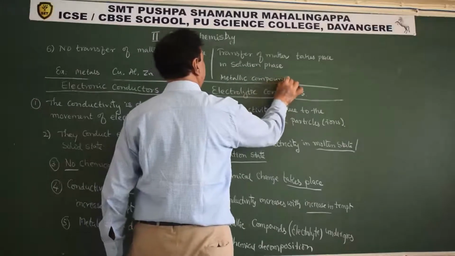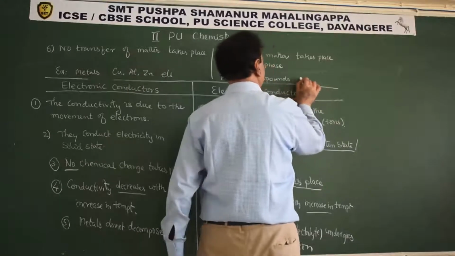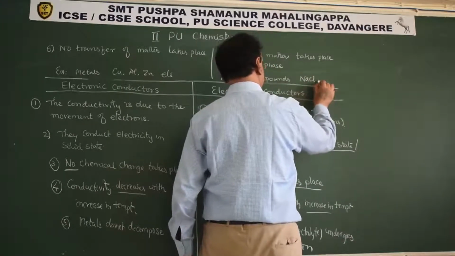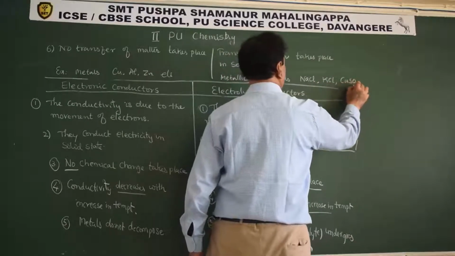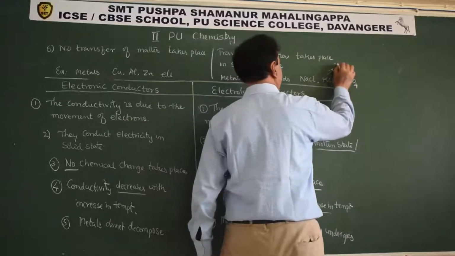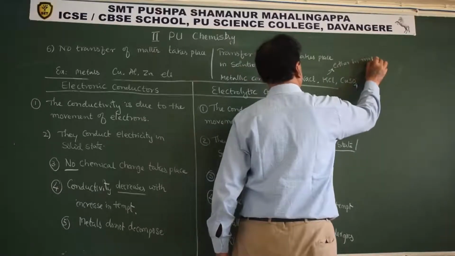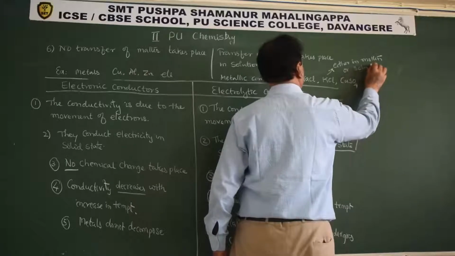Metallic compounds such as NaCl, KCl, copper sulfate, either in molten or solution phase.